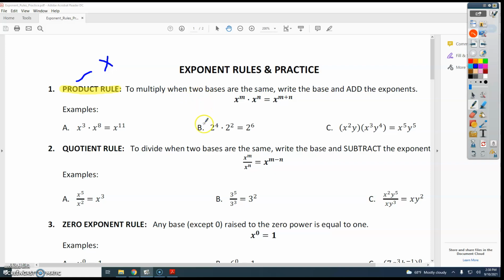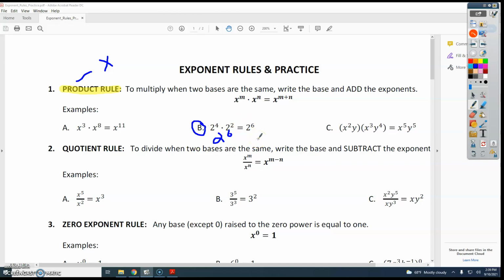If we look at this example right here, when we're doing operations with exponents, we always keep the base. The 2's always stay. And then what we do with our exponents, these smaller numbers that are raised above the base number, is we add those. So 4 plus 2 is 6, and that's why 2 to the 4th power times 2 to the 2nd power is the same thing as 2 to the 6th power.